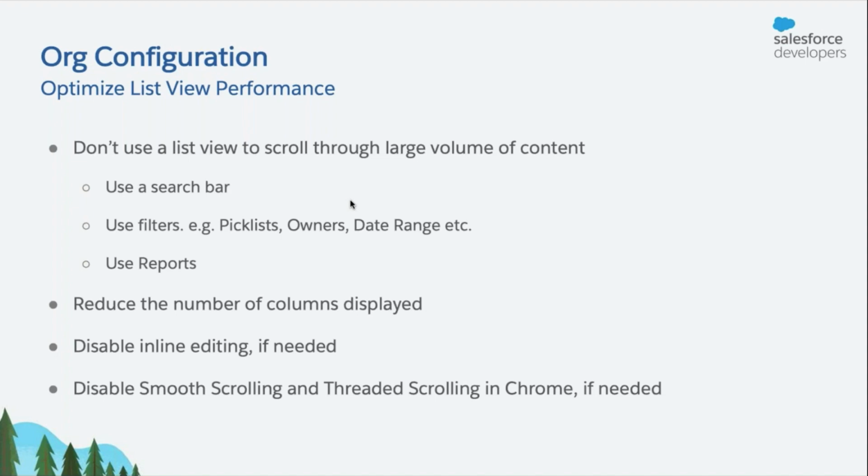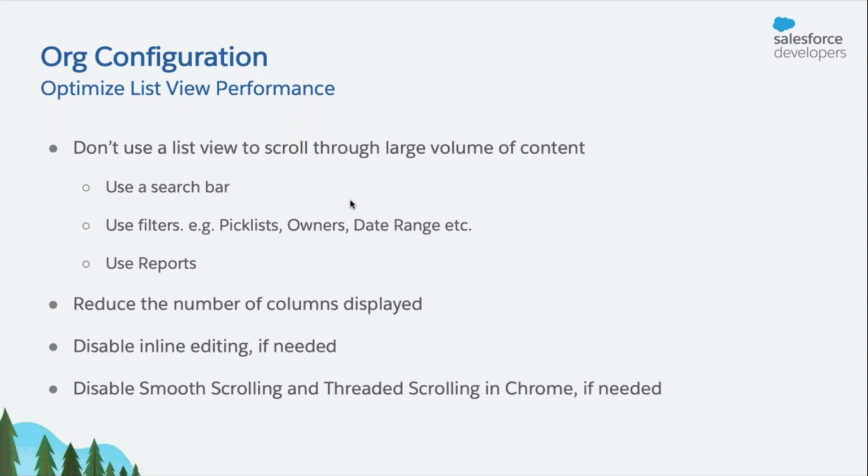What can you do to optimize your list view performance? Based on my description, the best thing you can do is reduce the number of HTML elements, which means reducing the number of columns that you show. But primarily ask yourself and ask the customer, why do you need a list view to scroll through thousands of rows or 20 columns? Why do you need a list view for that?